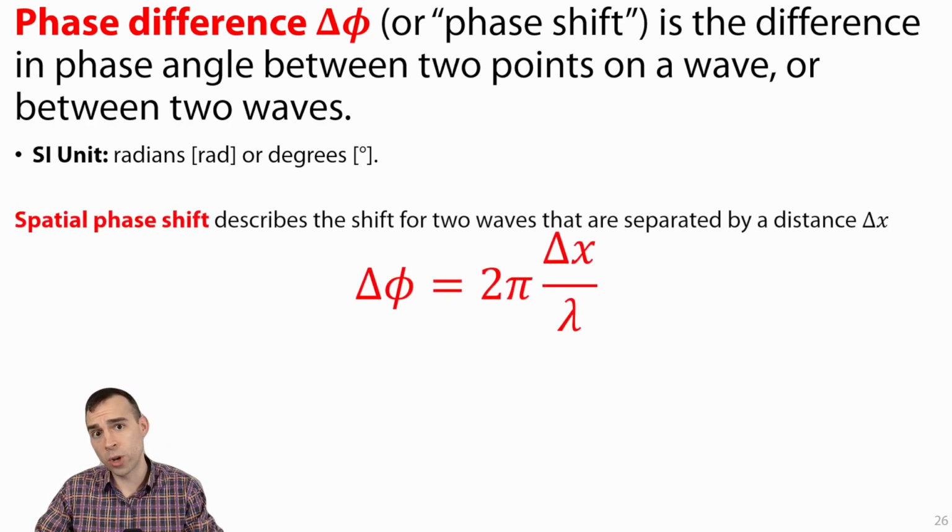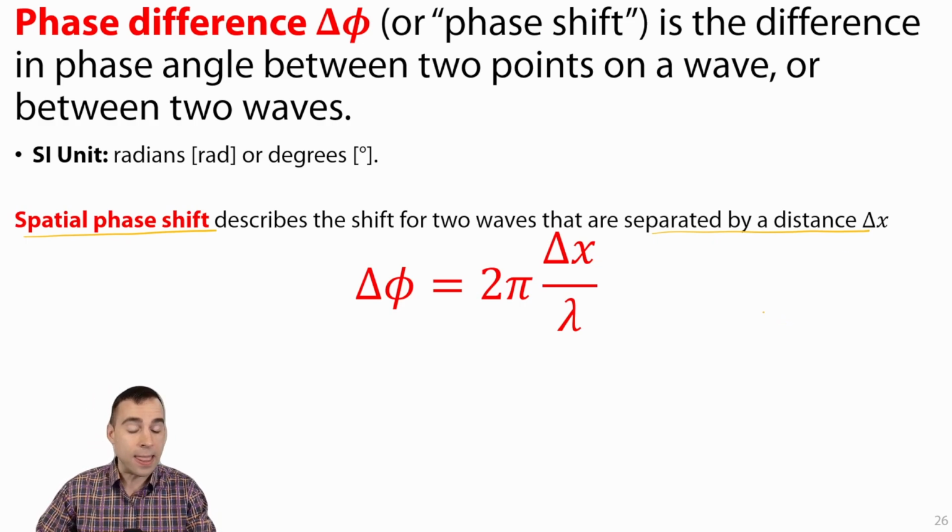2 waves would have a phase shift if they were offset by some distance. And so one way to calculate the phase shift is through the spatial phase shift equation, which talks about 2 waves that are separated by a distance delta x. In that case, you could solve for the phase shift by using this formula, which relates the offset distance and the wavelength of the waves.